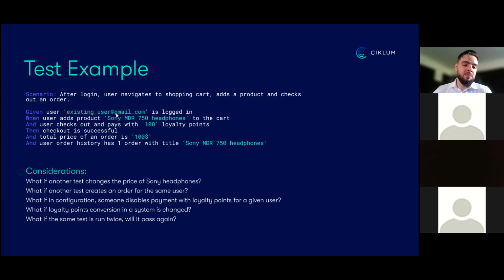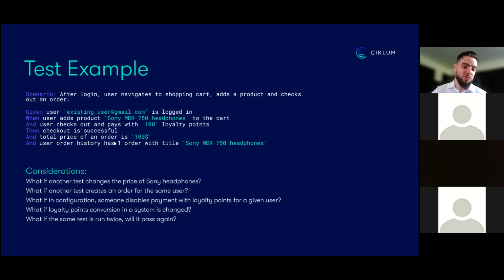In the given step, we log in with some existing username. Let's say this user. We add an existing product to the cart, a product which is already defined in some database, for example Sony headphones. And we pay with 100 loyalty points. Then we check the checkout is successful, we check the total price of the order, which should match, and we check the user's order history, that he has one order with such a title.